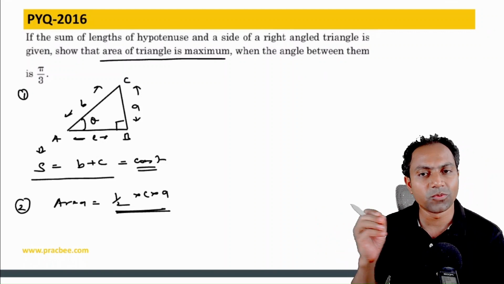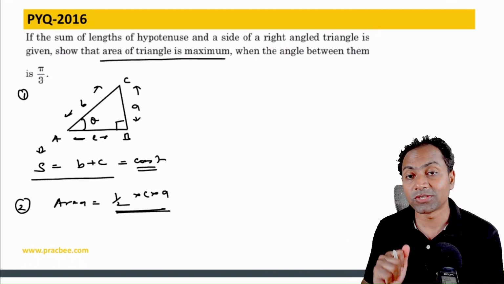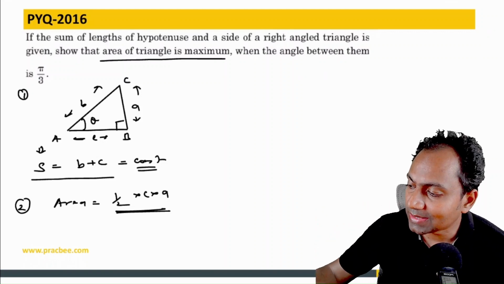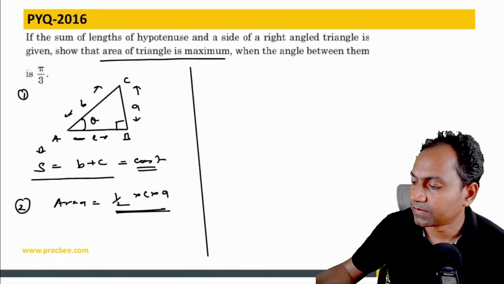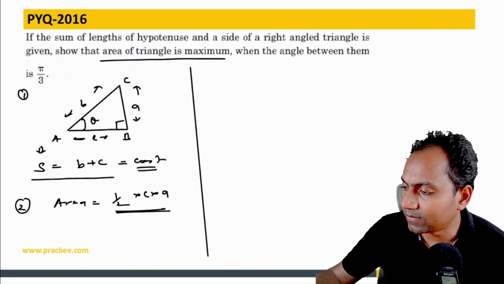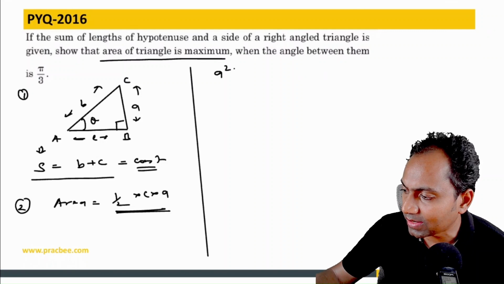Once we do this, what we need to do is convert this area in terms of only one variable, only then will we be able to differentiate. So in order to do that, let us write what conditions we have. One is basically Pythagoras theorem. So if I write a square plus c square, it will be equal to b square.